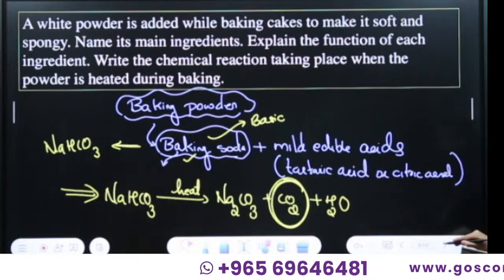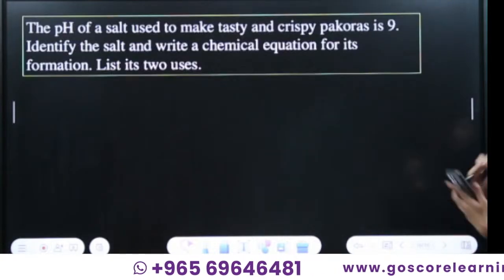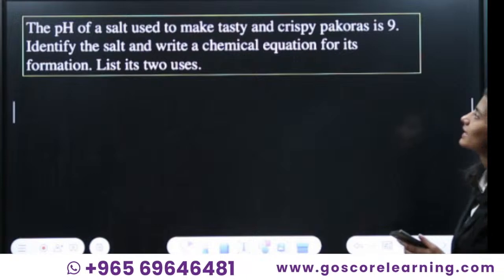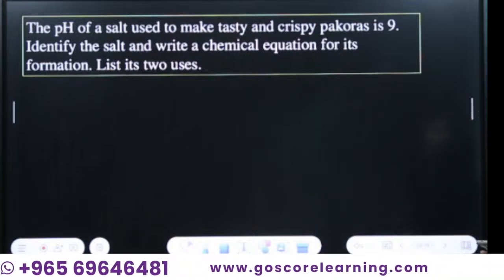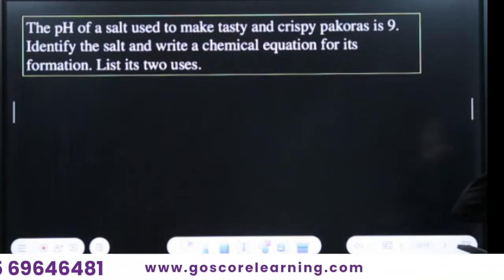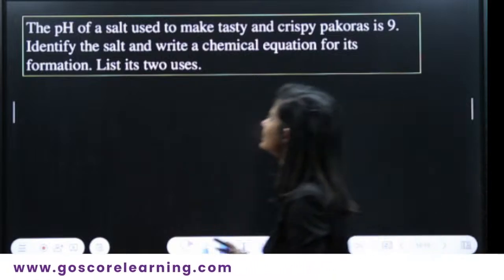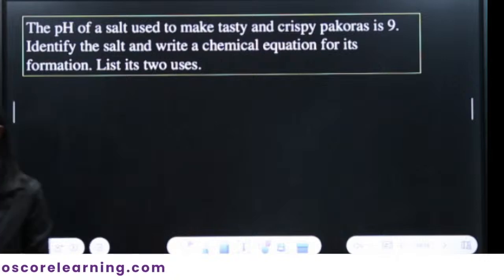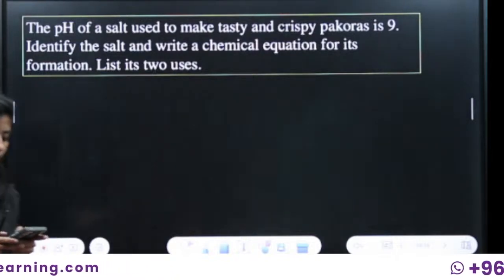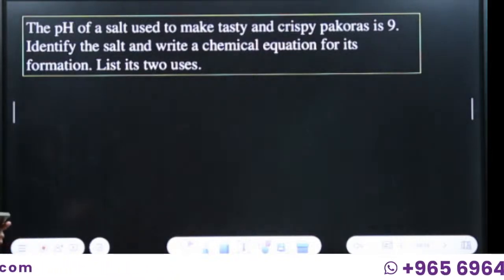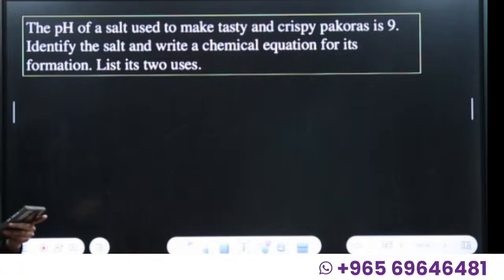Next question. The pH of the salt used to make tasty and crispy pakoras is 9. Identify the salt and write the chemical equation for its formation. List its 2 uses. So you have to give the uses as well. Now, how do you write it? Go ahead.